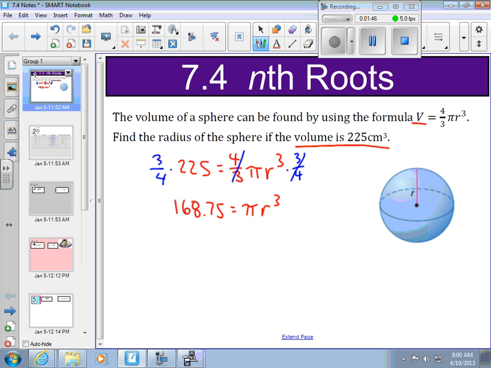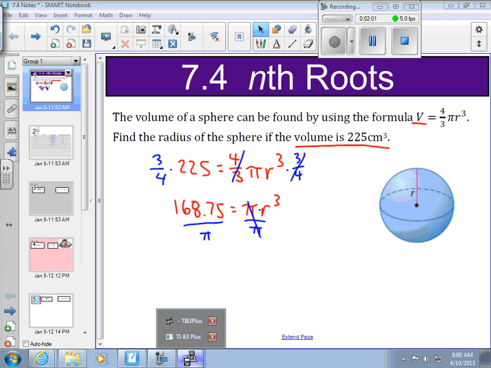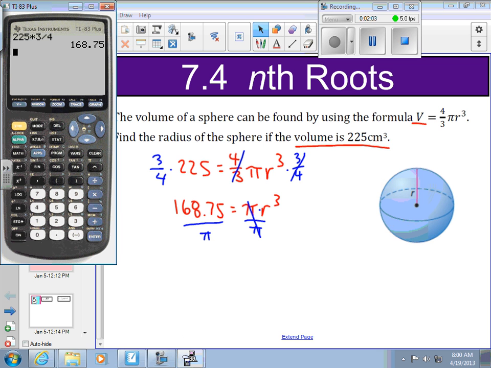All right, so now we're closer to our goal of getting r by itself, but we still have that pi over there. It's being multiplied. Anytime you don't see any symbols, we know there's a multiplication symbol there. Opposite of multiplying, divide. So next we're going to divide by pi. Again, we'll use our calculator here, and dividing that by pi, we get about 53.71.